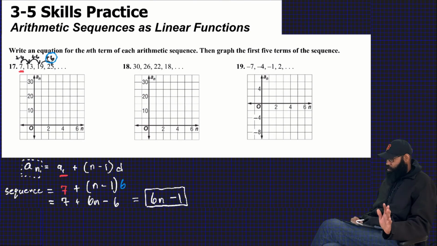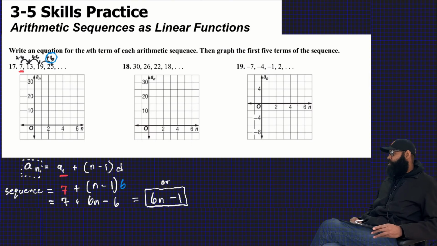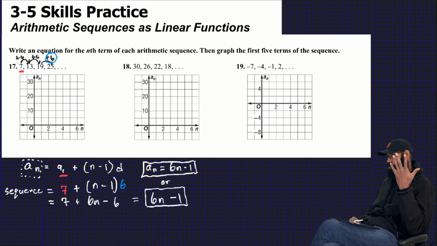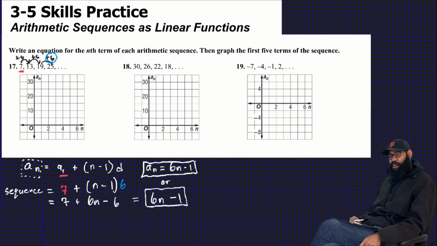Okay, that made no sense. It's okay. But then they say, then graph the first 5 terms of the sequence. So they've only given us what? 7, 13, 19, 25. That's 4 terms. So we need the 5th term. So I can plug in and get the 5th term, or let's graph and see, or just get it by adding 6. But to do the question correctly, write an equation. Guess what? There's my equation.